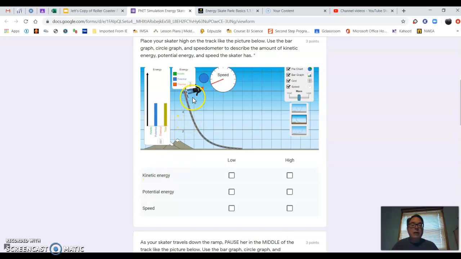Kinetic energy at the top, is it low or high? Potential energy, low or high? Speed, low or high? Now make sure that you only have one of these selected in each row. Only one should be selected there.